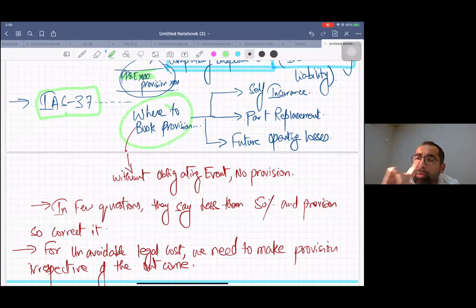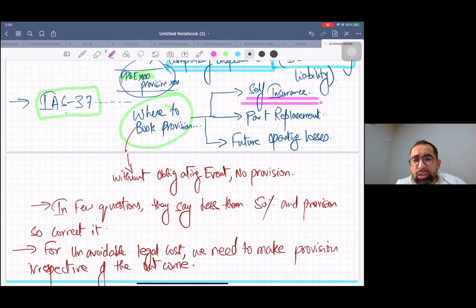Sometimes we cannot book provision. In some areas we cannot book provision because IAS 37 is very strict regarding the booking of provision. If there is no present obligation, or no obligating event, you cannot book provision at all. It's not allowed. So hope you remember these cases.